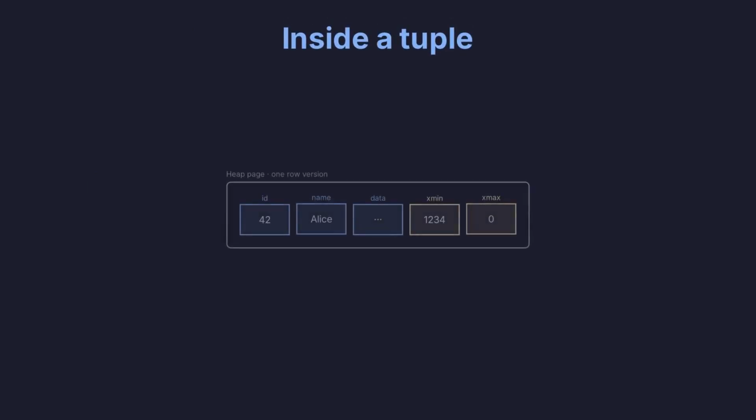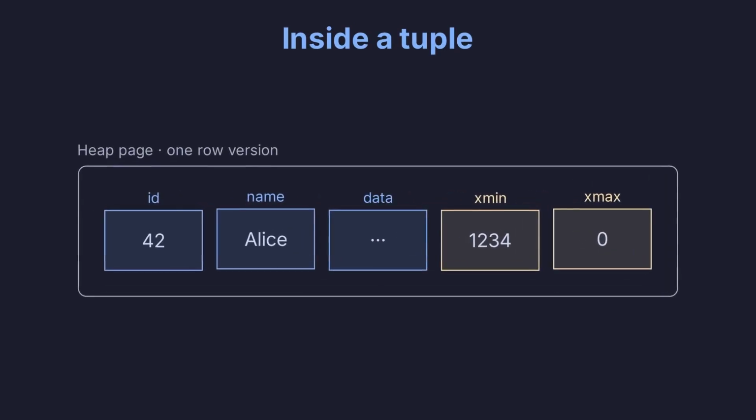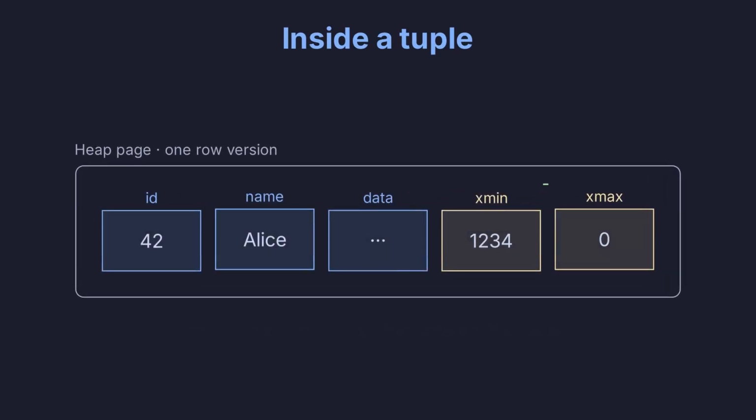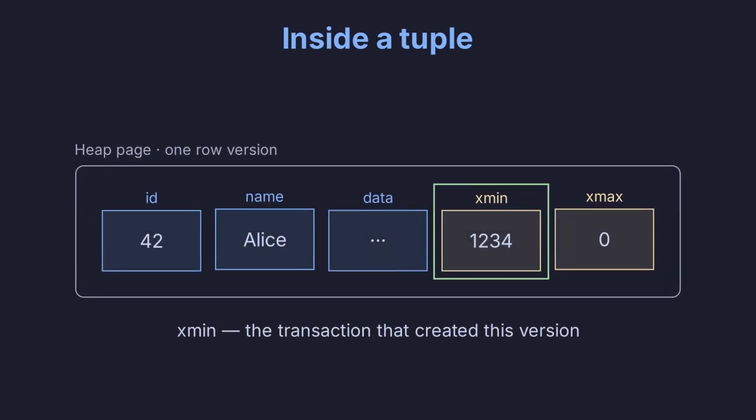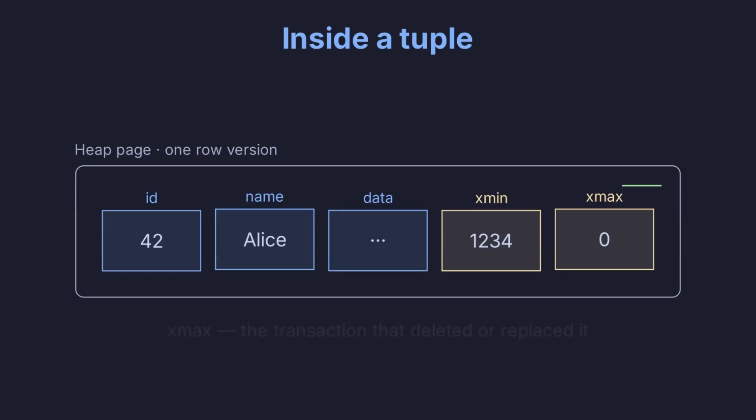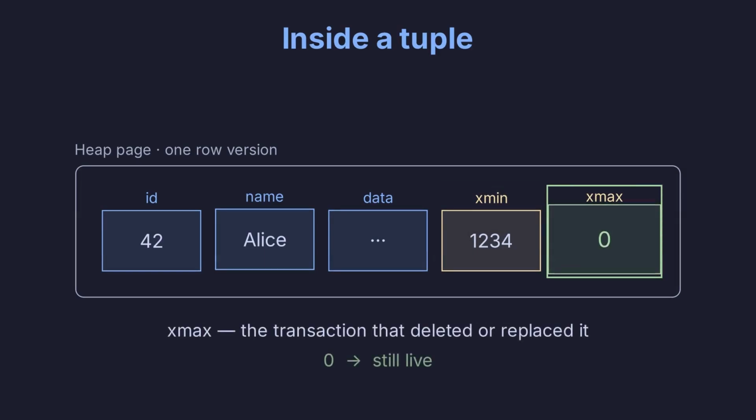To understand how, you need to look inside a tuple. In Postgres, every row version carries two hidden system columns, xmin and xmax. Xmin is the ID of the transaction that created this version. Xmax is the ID of the transaction that deleted it, or, if it's an update, the transaction that replaced it with a newer version. A live version has xmax either 0 or unset.